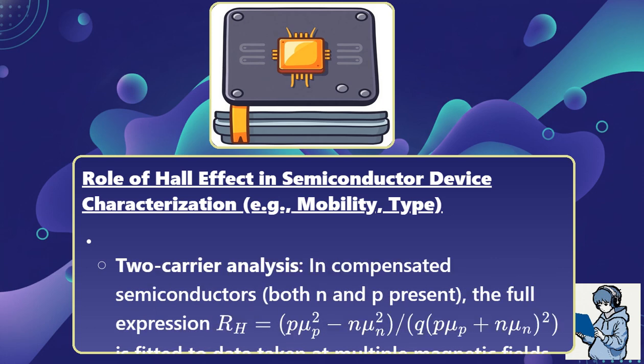2. Carrier analysis. In compensated semiconductors where both n and p are present, the full expression R_H = (p mu_p squared minus n mu_n squared) divided by q times (p mu_p plus n mu_n) squared is fitted to data taken at multiple magnetic fields, yielding separate n, p, mu_n, and mu_p.